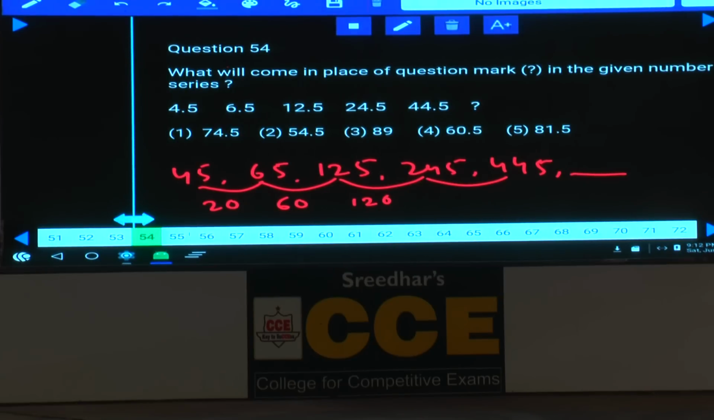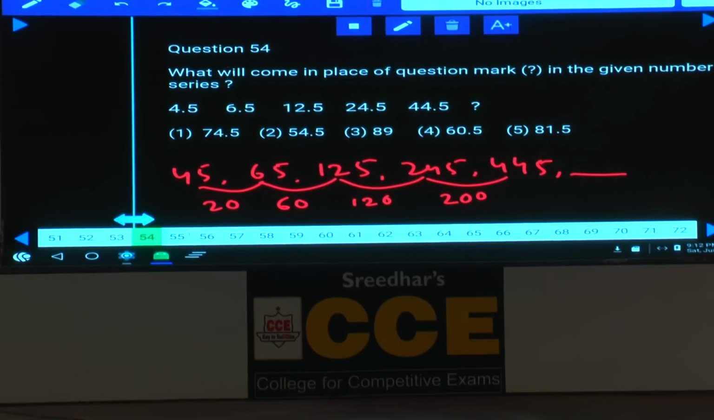And next one 245 and 445. Here the number is 200. 20, 60, 120 and 200. Yes, so how to express this one? 20, 60 and 2, 6, 12, 20, isn't it? Now 2, 6, 12 and 20. How can you write this one?